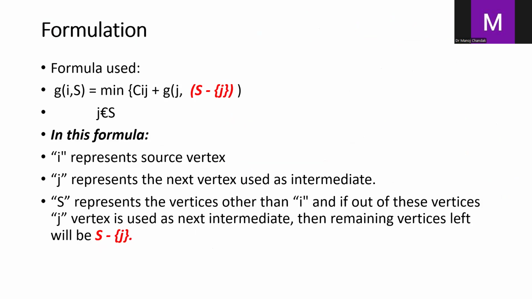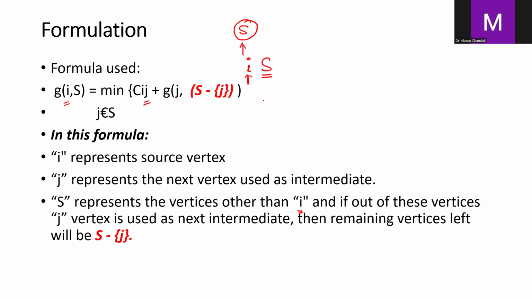Let's move ahead to the formulation. Whenever we are trying to derive the cycle, we will define a vertex as source. In our formula, we treat that source as i, and here capital S represents the vertices which are present in the graph, but not the vertex selected as source. So S represents the vertices other than i, and out of these vertices, one vertex will be used as the next intermediate vertex.